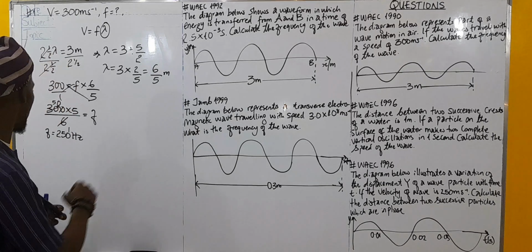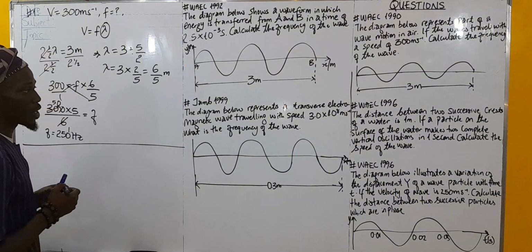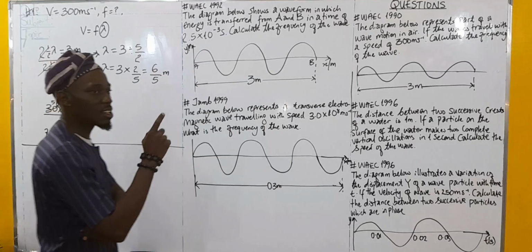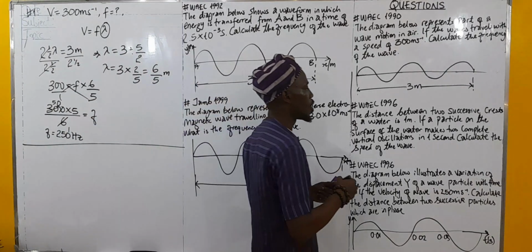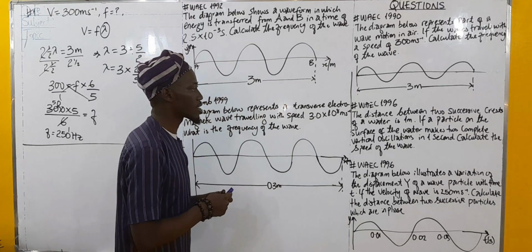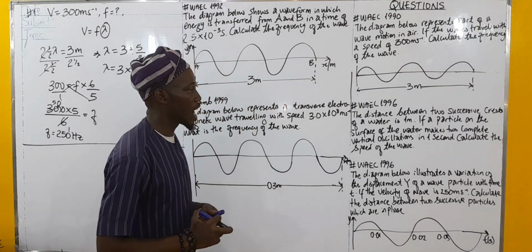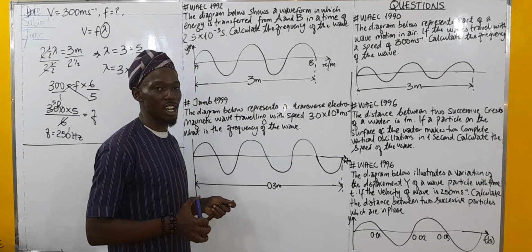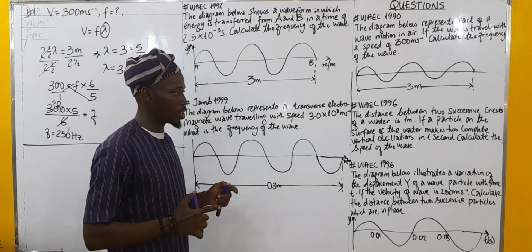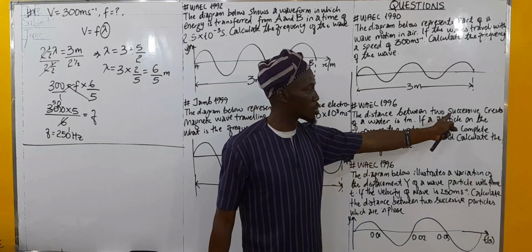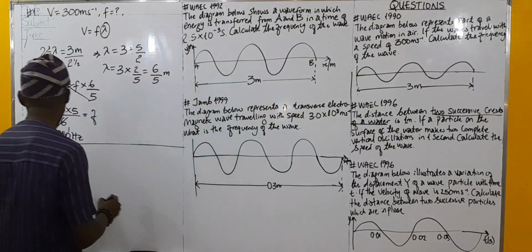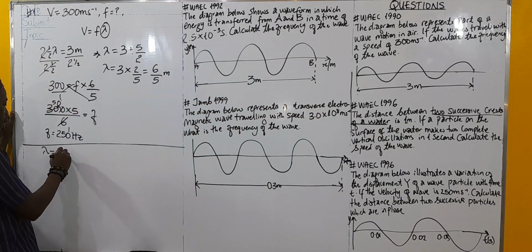Now let's go to the next question. The next question says, the distance between two successive crests of the water is 1 meter. Two successive crests. Remember when we were defining wavelength, I told you that wavelength is the distance between two successive crests, or the distance to cover one complete oscillation or vibration. So it means that my lambda is 1 meter.